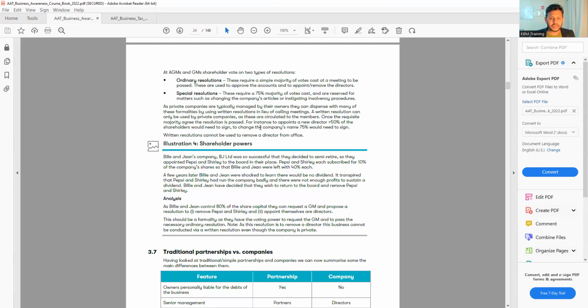All right, then we have a resolution. If you try to pass a law or some new rules, an ordinary resolution requires a simple majority of the votes cast at a meeting to be passed. These are used to approve the accounts and appoint or remove the directors. Special resolution: you need 75% if you want to do something important, like making changes to the articles, for example the insolvency policy. Insolvency or dissolving the company is very important. If you would like to go for liquidation, how do you do that? If you would like to change it, it is an important matter. So 75% of the shareholders need to agree to do that.